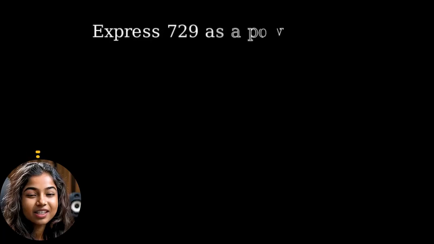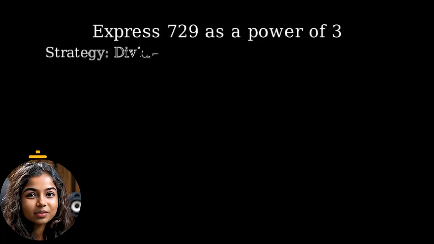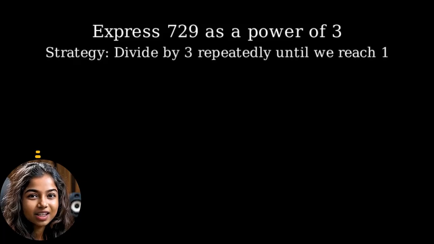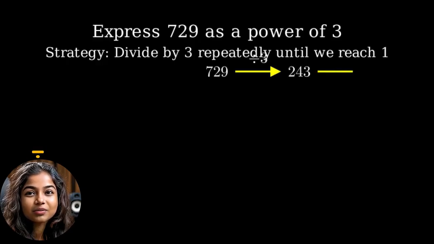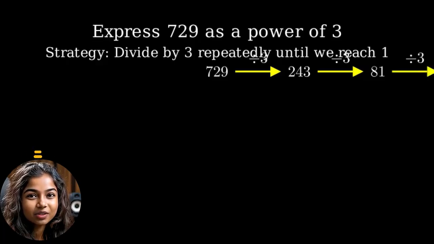Let's solve the question. Express 729 as a power of 3. To solve this, we'll break down 729 by repeatedly dividing by 3 until we reach 1. Let's start with 729. When we divide by 3, we get 243. Dividing 243 by 3 gives us 81.